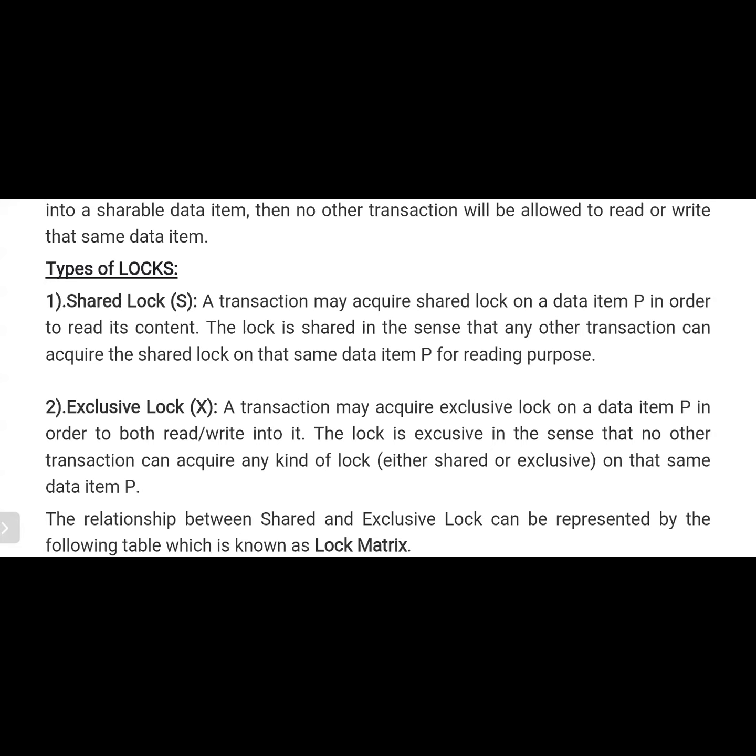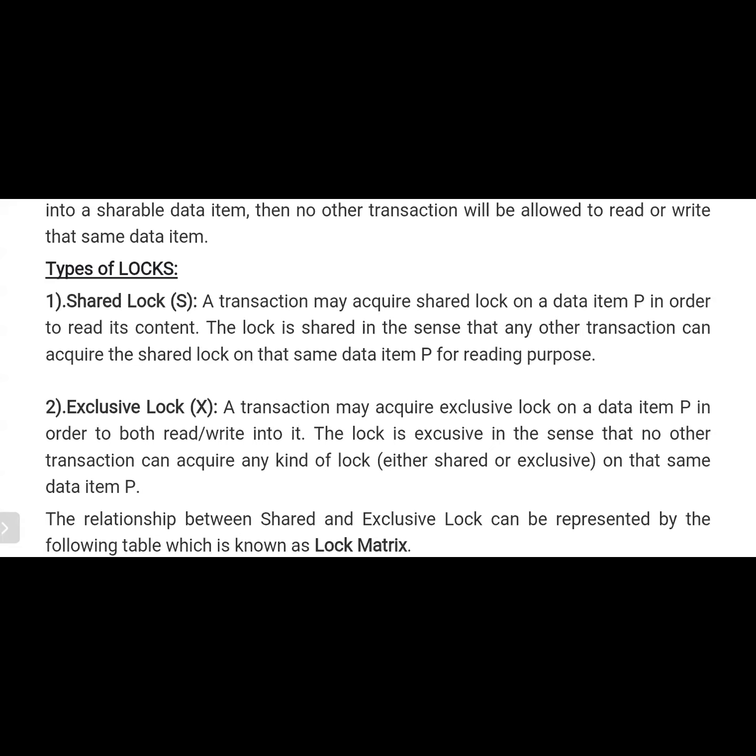Shared lock is used for performing the read operation, and it is represented with the lock S. Exclusive lock allows both read and write operations. But once an exclusive lock is issued to a particular transaction, the remaining transactions are not allowed to perform operations on the same data item until that transaction releases the lock. In that situation, the remaining transactions cannot perform any operations, so no problems occur.